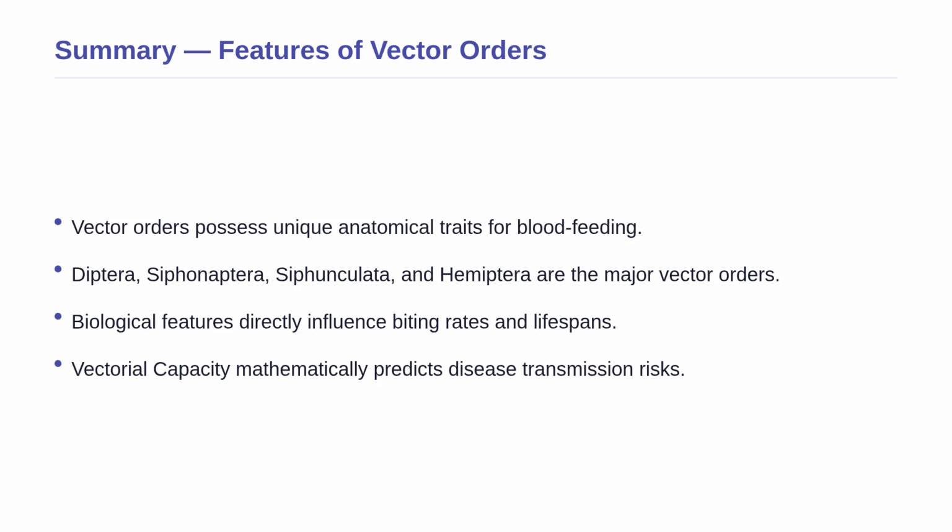Second, we saw that these evolutionary traits, like wings, jumping legs, or flattened bodies, directly impact their biting rates and lifespans. Finally, we discovered that by translating these biological features into mathematical models, like vectorial capacity, we can accurately predict transmission risks and design targeted strategies to prevent devastating disease outbreaks. You now have a solid understanding of how insect anatomy drives global disease dynamics.